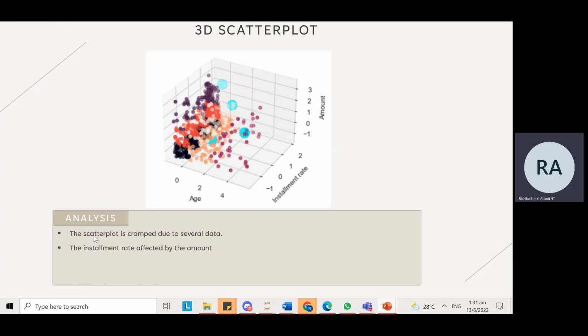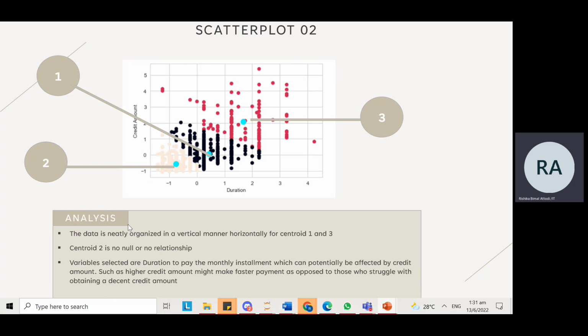Okay, this is my 3D scatter plot. It is cramped due to the several data points present. The installment rate is affected by the amount. Scatter plot 2 is neatly organized in a vertical manner for centroids 1 and 3.